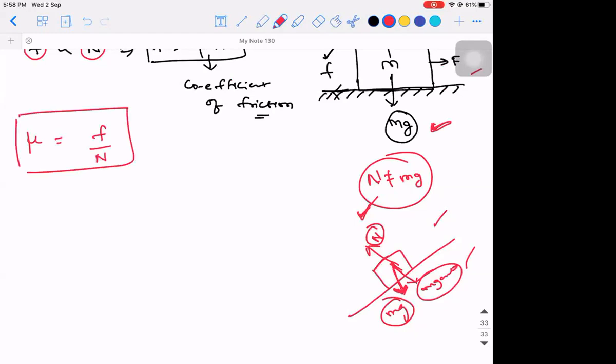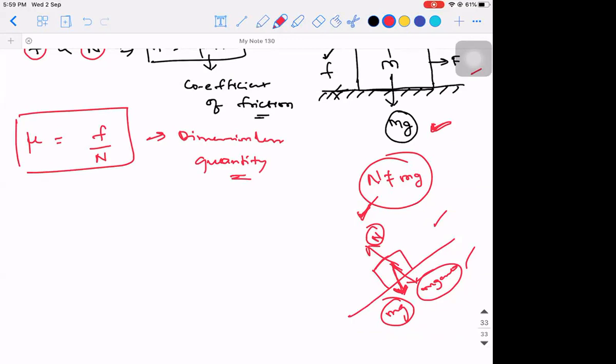Mu is equal to F divided by N, and it is a dimensionless quantity, meaning it doesn't have any units also. Are you guys clear with this? Right? So mu is equal to F by N.